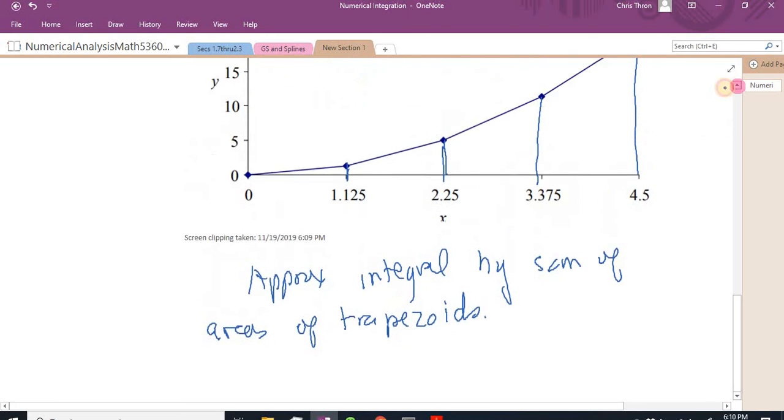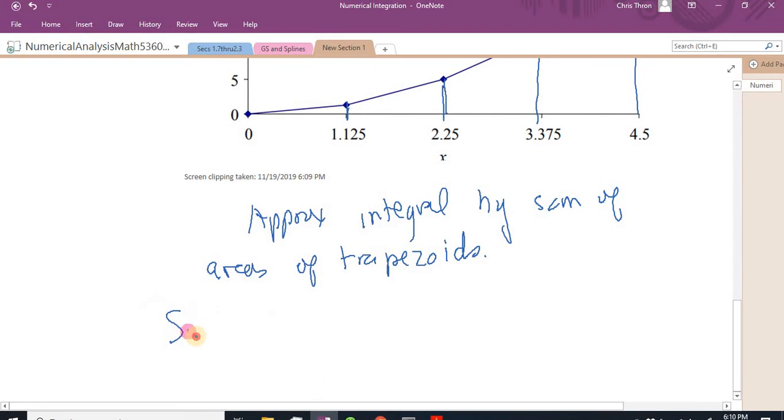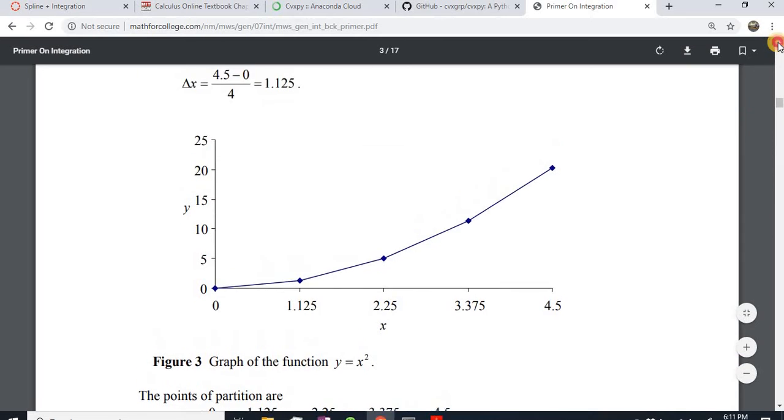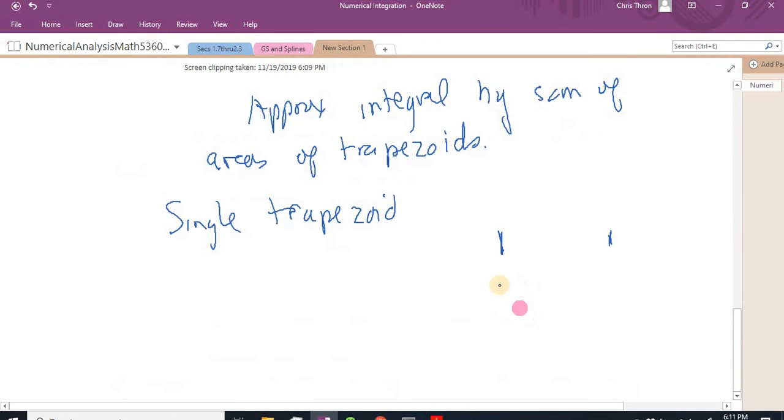All right. Now, how would you get the area of one of these trapezoids? So let's look at a single trapezoid. Here we have an interval like this, and the way he indexes it, he calls this x0, x1. Let's just take one particular interval, xi minus 1 and xi. Then this would be f of xi minus 1, and this would be f of xi. And then the trapezoid is going to look like this.